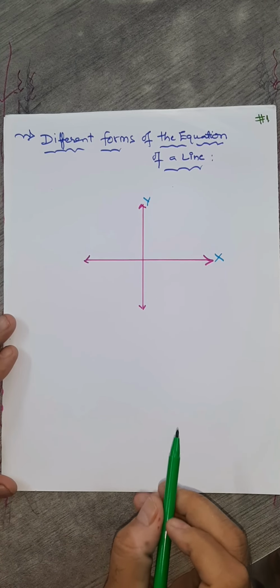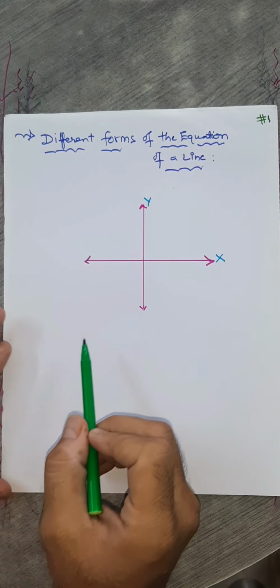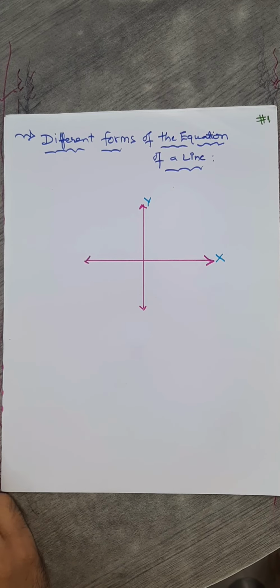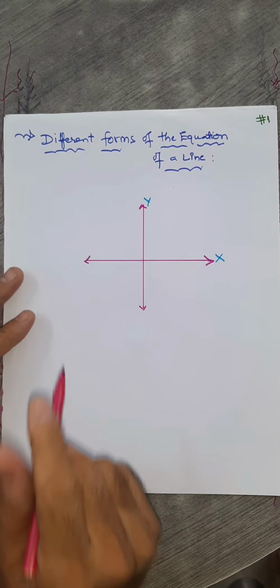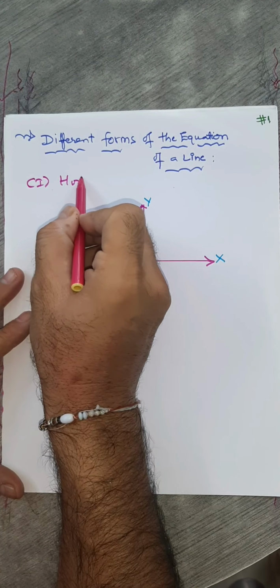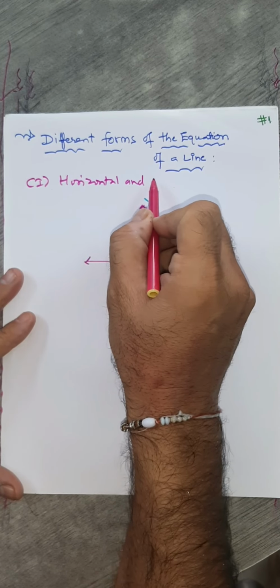Now the next point here is about different forms of equations of a line. By line we mean straight line. So we start with the first form here. The first form is about horizontal and vertical lines.